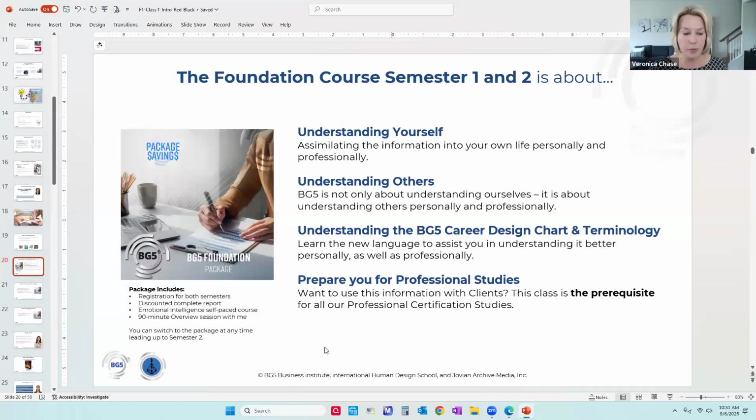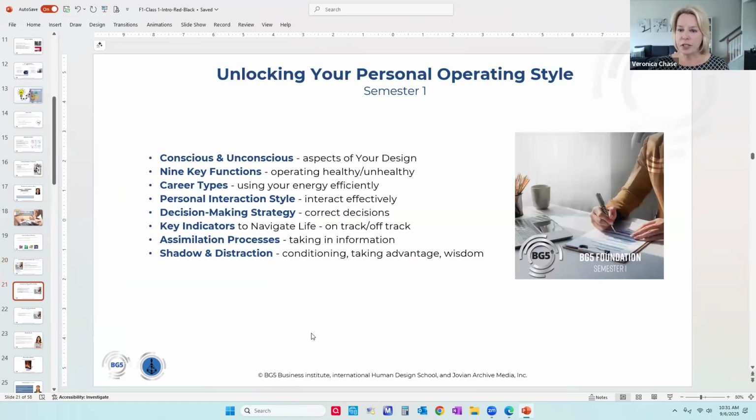So you are welcome to switch to the package, or for those that are here visiting for this first class preview, that's what you get if you just sign right up for the package. But you can switch to the package at any time along the way leading up to semester 2, and we will honor that.